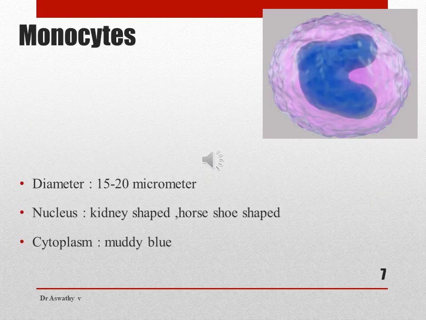Next cells are the monocytes. So monocytes are the largest WBCs. The typical feature of monocyte is that they have a kidney-shaped nucleus or horseshoe-shaped nucleus, and the cell is big. So you can see a big cell with a kidney-shaped or horseshoe-shaped nucleus, and the cell is a monocyte. The cytoplasm will have a muddy blue color, a pale blue color.